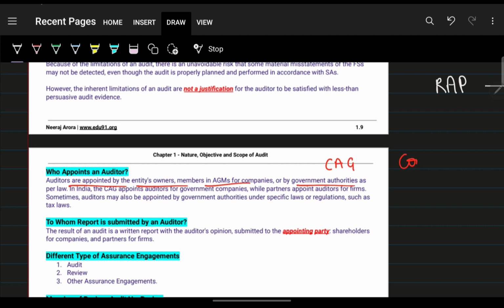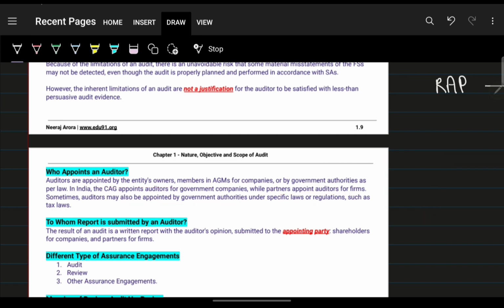Okay, they keep saying the word comptroller. It is pronounced as controller. Okay, don't say comptroller. I don't know why it kind of gets on my nerves, but it's actually called Controller and Auditor General of India. He appoints the auditors for government companies. Next, in case of firms, the partners will appoint the auditor. Okay, sometimes it may be appointed by the government authorities under specific laws or regulations such as tax laws.